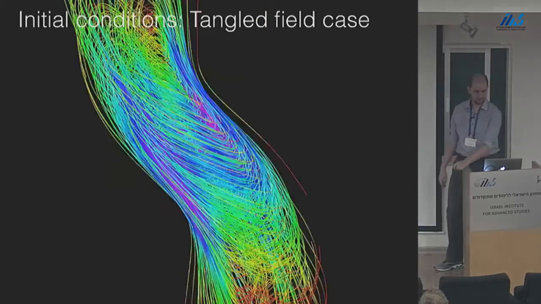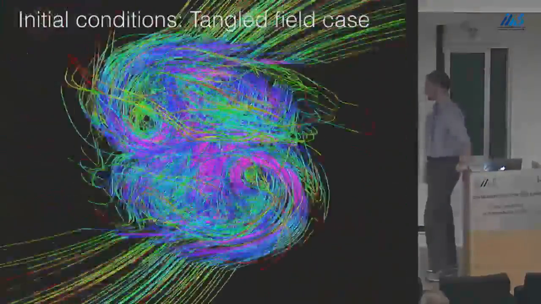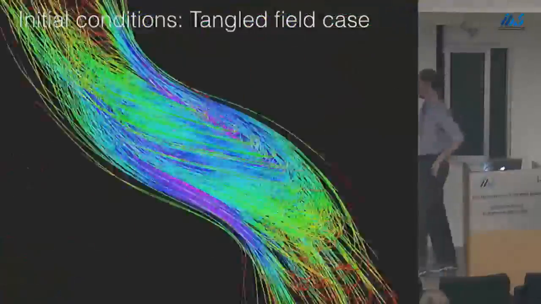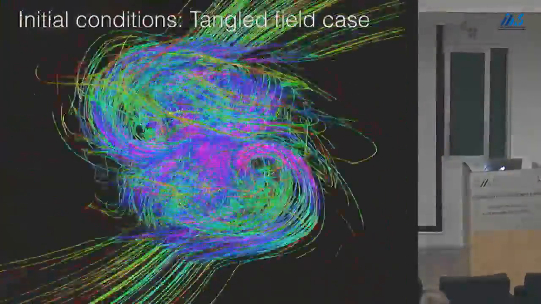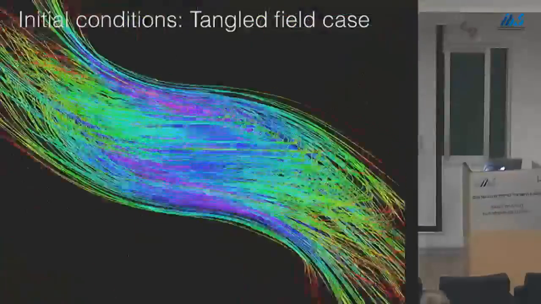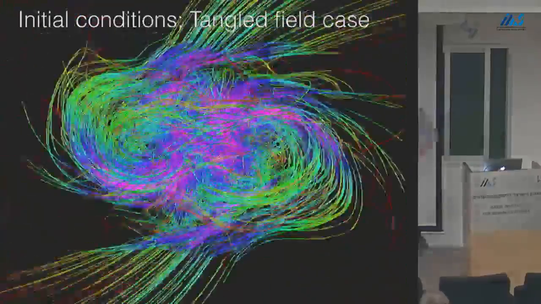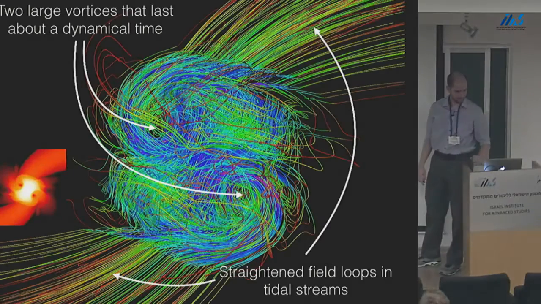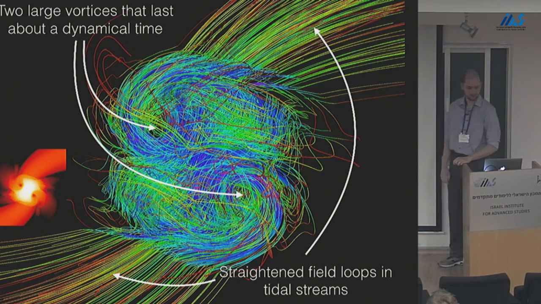So this is just showing a movie of what's going on with the magnetic field inside that star when it is disrupted. If you look closely, you can see that there are these two vortical structures that form shortly after disruption when the core recollapses. You can see them there and there on both sides. And I'll pause it now. Those two vortexes last roughly a dynamical time, so maybe one orbital period of the surviving core.